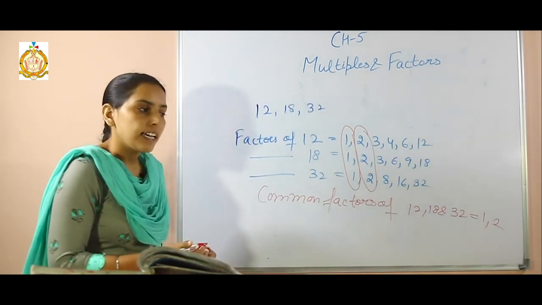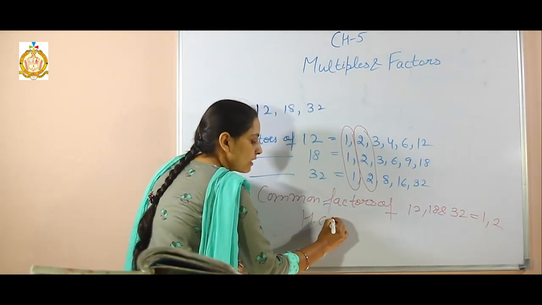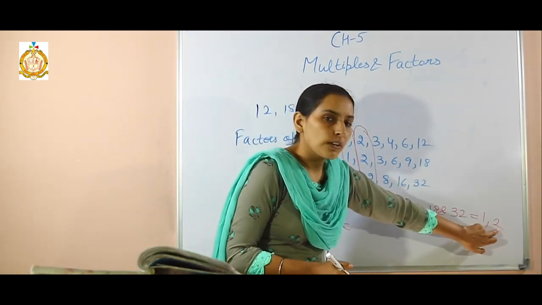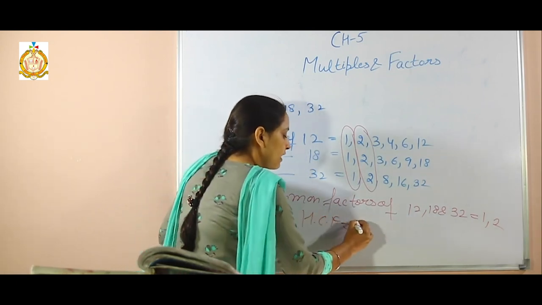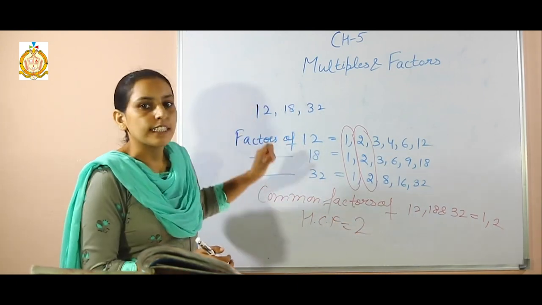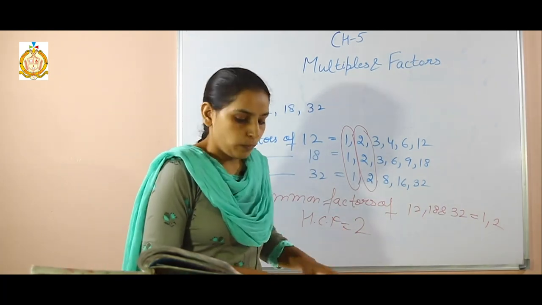And how can we find the HCF? HCF is the highest common factor. And which one is the highest common factor? 2 is the highest common factor. So the HCF of 12, 18 and 32 is 2.